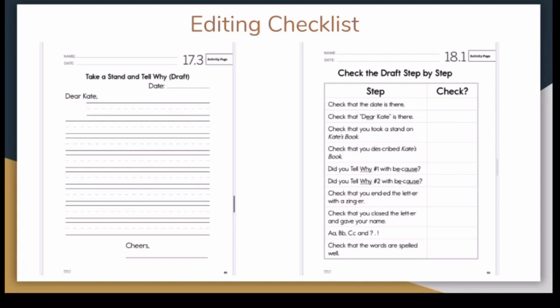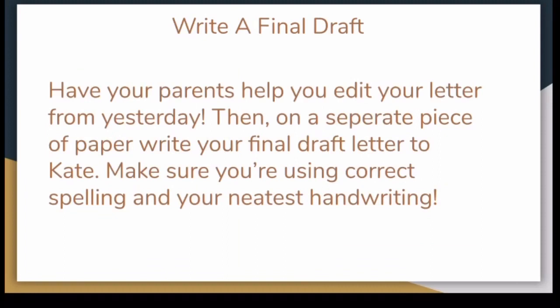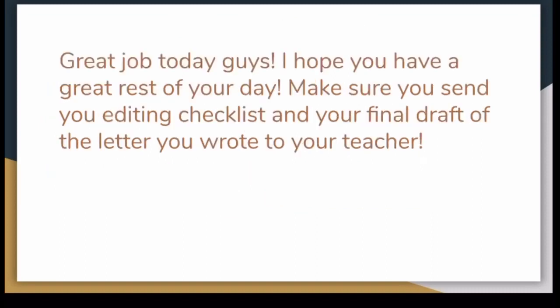So after you and your parent go through the editing checklist, you are going to write a final draft on a separate sheet of paper. Make sure you're using your finger spaces, you don't have floating letters, and do your best to stay on the line.